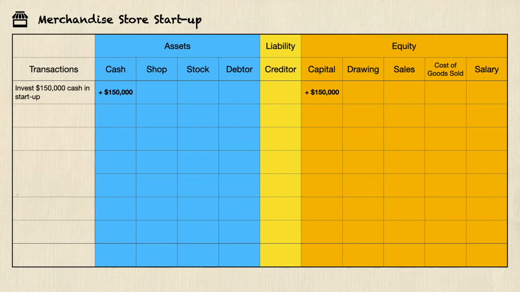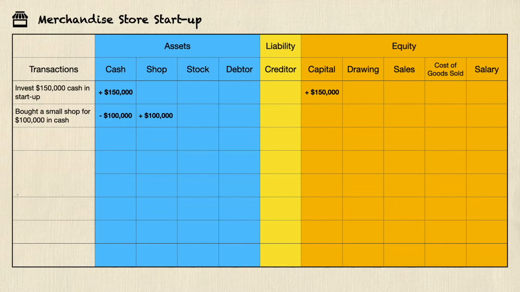So subsequently, let's say the owner took out $100,000 in cash and used it to purchase a shop in order to run the business. Now, the effect of this transaction is to reduce cash by $100,000, and there will be an increase in shop by the same amount. As you can see, after this transaction, there is no change in the amount of claim of the owner on the assets. What has changed is the conversion of some of the cash into shop.